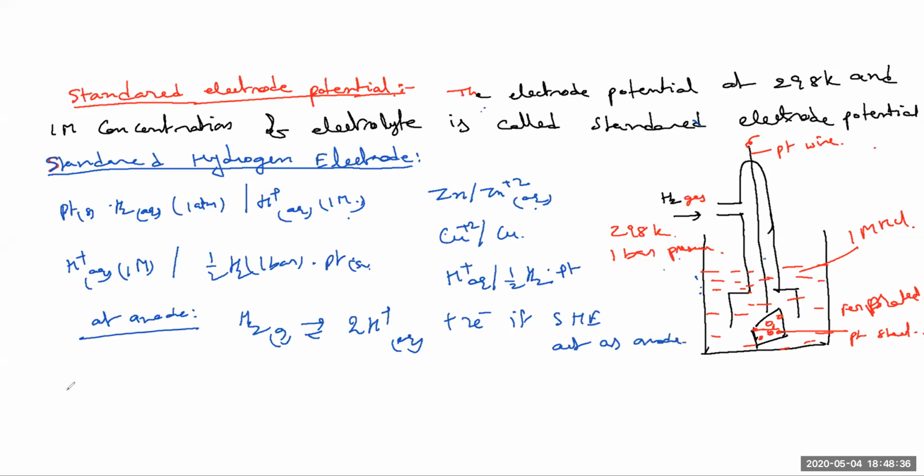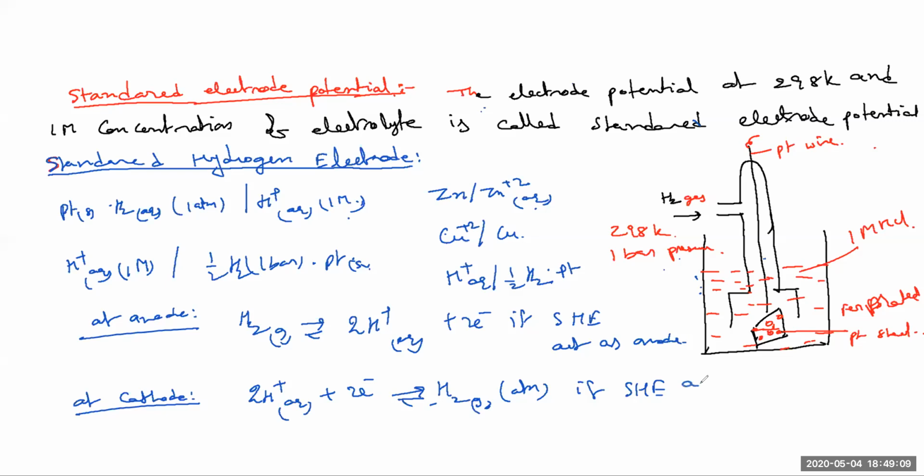Or if SHE is used as cathode, what is the reaction at the cathode? At the cathode, generally oxidation or reduction takes place? Reduction. That means 2H plus ion aqueous takes 2 electrons and becomes H2 gas, at 1 atmosphere. So when SHE, standard hydrogen electrode, acts as cathode, this is the standard hydrogen electrode potential.